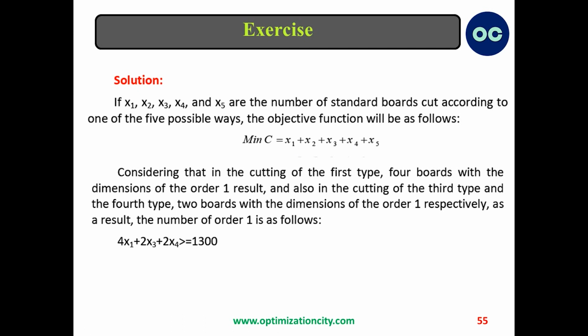Since 4 boards with the dimension of order 1 result from cutting the first type, and 2 boards with the dimension of order 1 result from cutting the third and the fourth types, we calculate the number of order 1 as follows. So we have 4 cuts, 2 cuts from the third type, and 2 cuts from the fourth type. We have this limitation for order number 1.